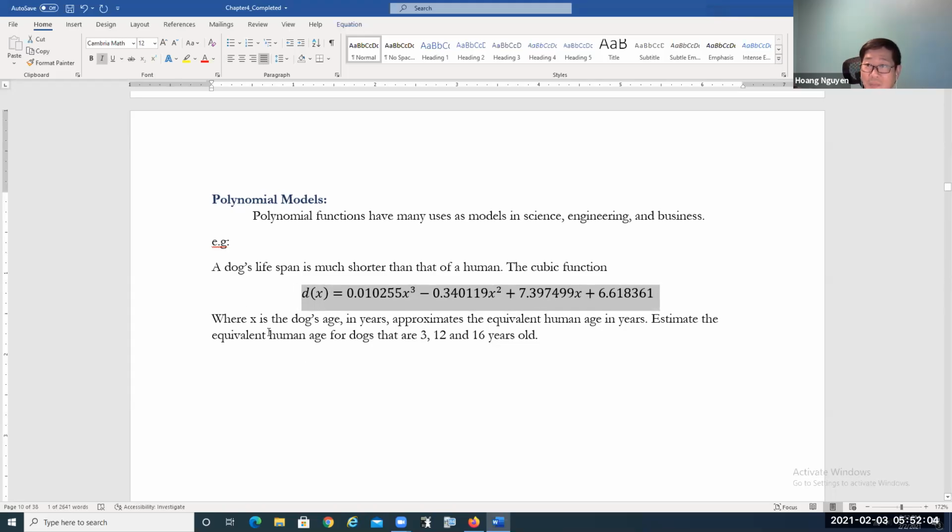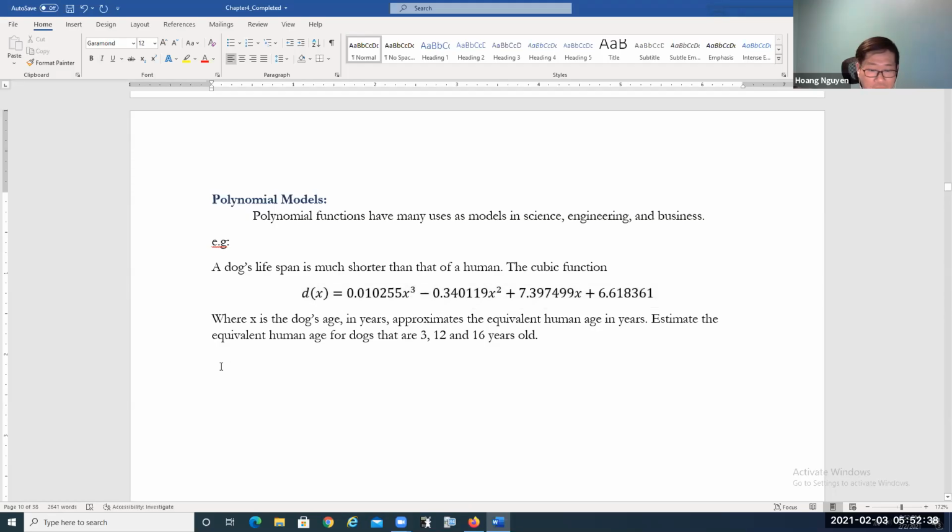Let's take a look at the interpretation, where x is the age of the dog in years, approximating the equivalent human age in years. Estimate the equivalent human age of dogs that are 3, 12, and 16 years old. So we're going to use this function to estimate the equivalent human age in years if the dogs have the age of 3, 12, and 16.